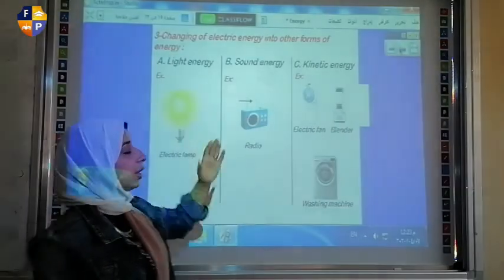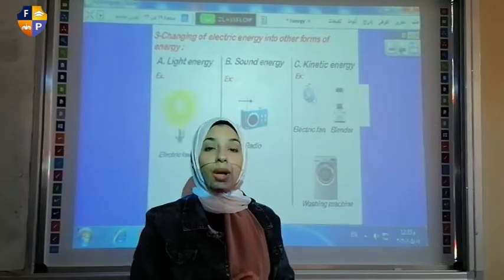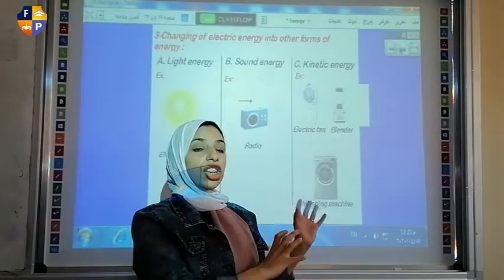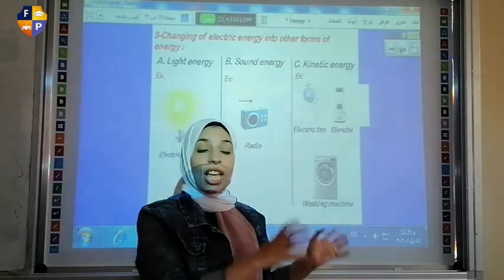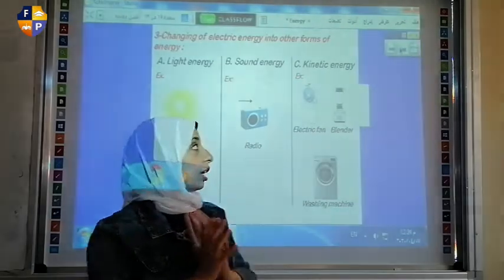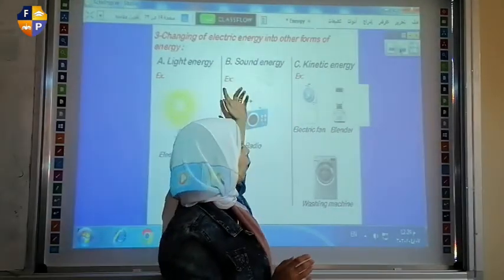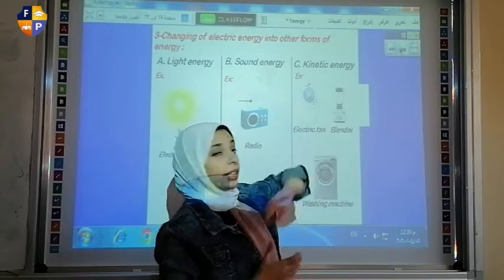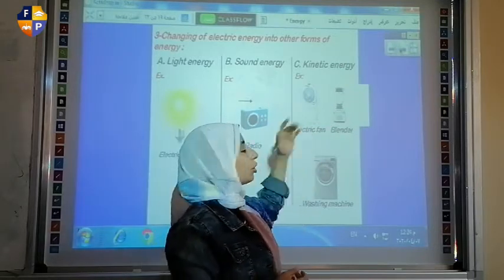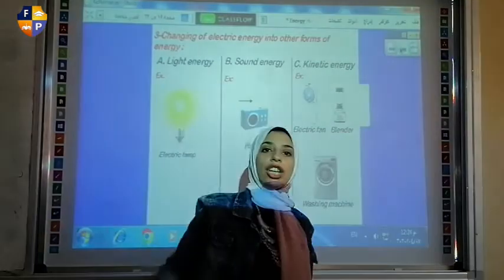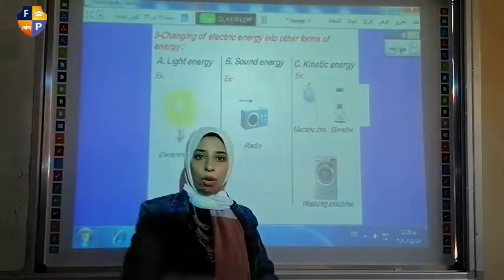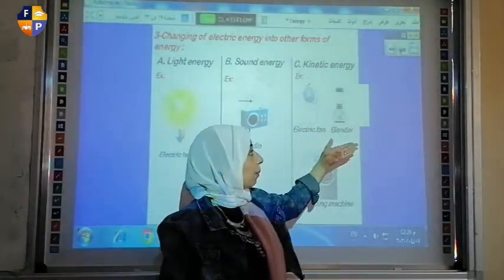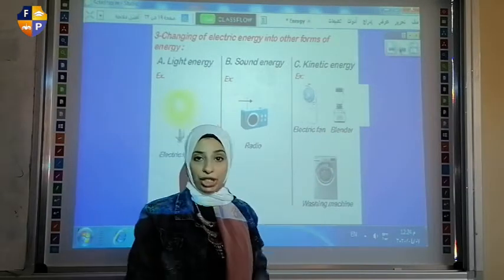Number 2, sound energy. When I turn on the radio it changes the electric energy into sound energy. The changing of electric energy into kinetic energy, like the electric fan. The electric fan changes the electric energy into kinetic energy. The blender and the washing machine too.